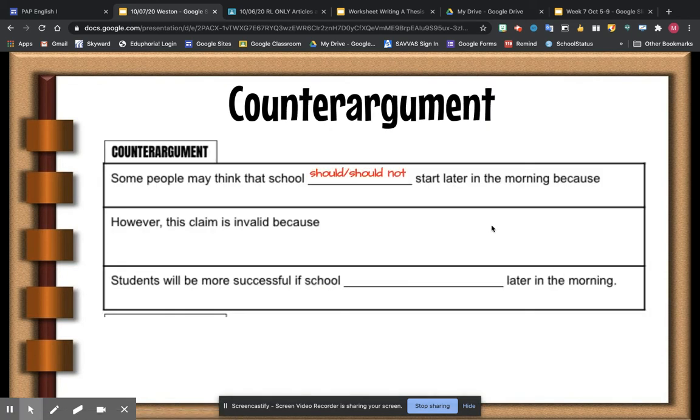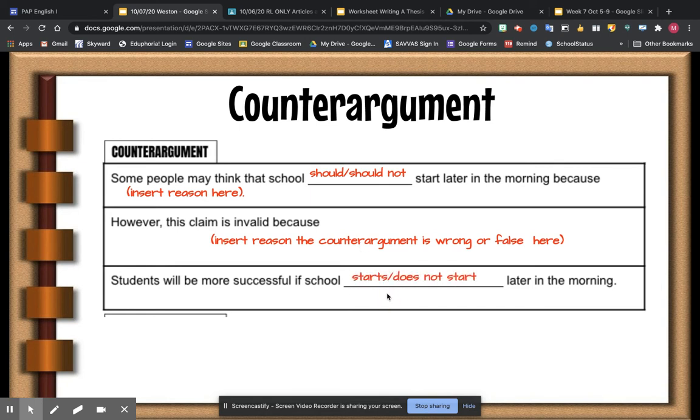Okay. And so on our counter argument box, we're just going to plug in this information. Some people may think that school should or should not start later in the morning because, and then make sure you insert your reason here. However, this claim is invalid because, again, make sure you type it up here. And students will be more successful if school, you could say, started or does not start later in the morning.